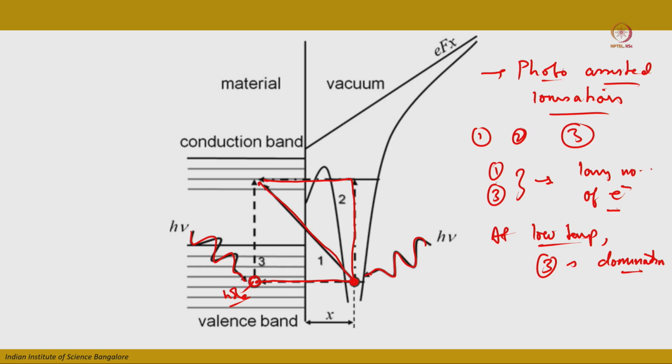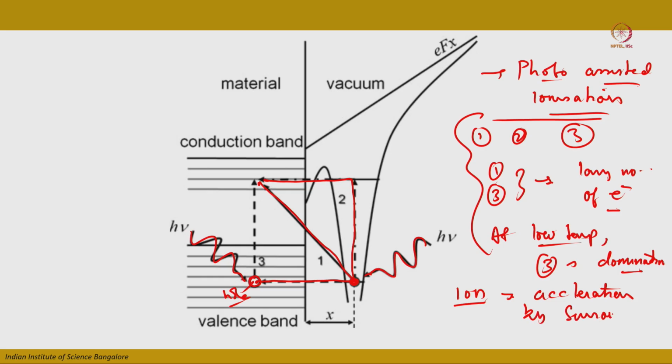But regardless of the path, for photo-assisted ionization, the photon-induced field evaporation involves the creation of an ion on the surface and its consequent acceleration by the surrounding field. So this is the broad idea for laser pulsing.